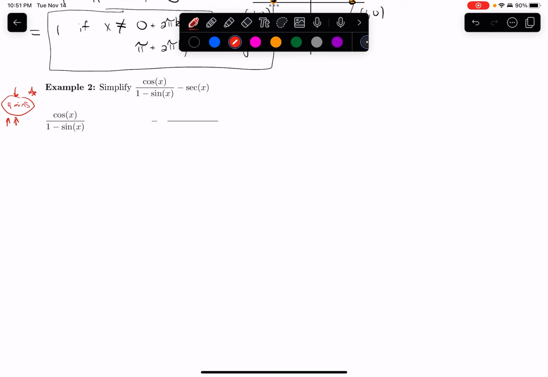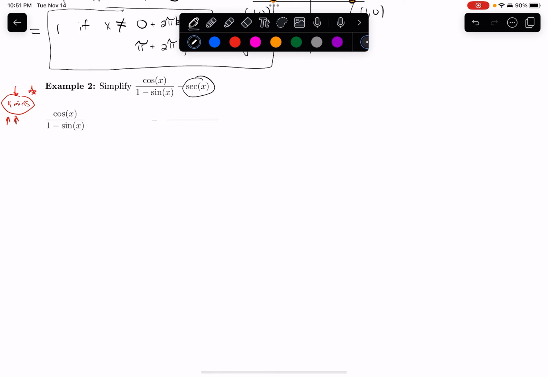Okay, so let's see, what can I do here? I know secant x is 1 over cosine x. So let me rewrite it. That's 1 over cosine x.